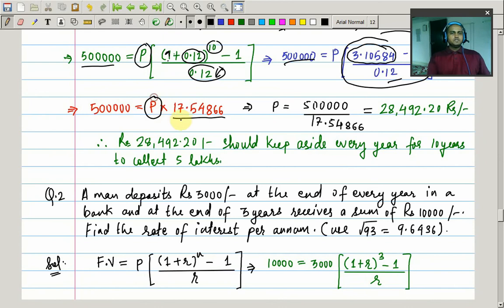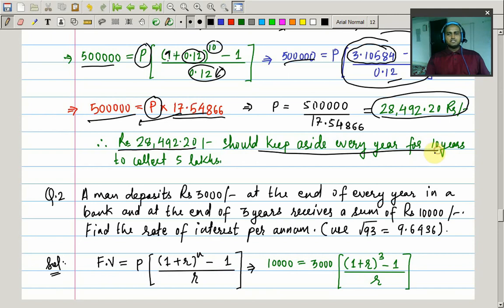You want this P, so shift this into the denominator of 5 lakhs, divide it, you will get this much, 28,492.20. So this much amount, if you are keeping aside every year for consecutive 10 years, you will collect 5 lakhs after 10 years.